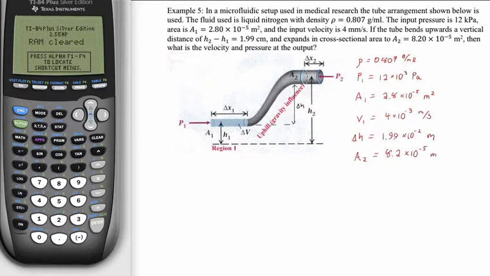Back to density real fast to see if we need to convert that. We have grams per milliliter. We have 1,000 grams per kilogram, and we also have 1,000 milliliters per liter. However, a liter is not the same as a cubic meter. In fact, there are 1,000 liters per cubic meter. So let's convert density as our first step. Note: density must be converted.